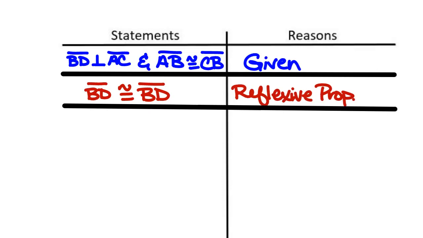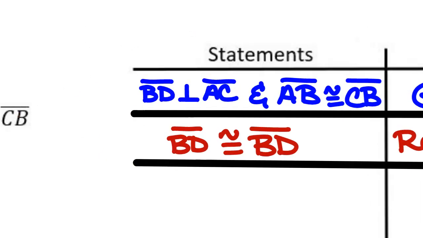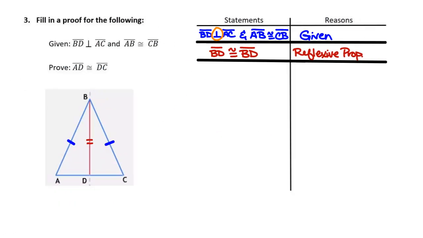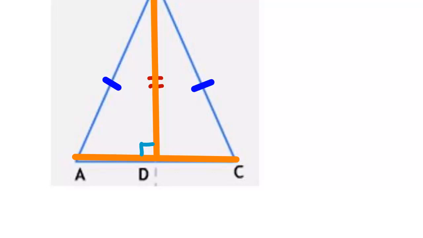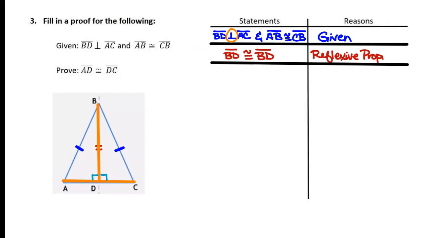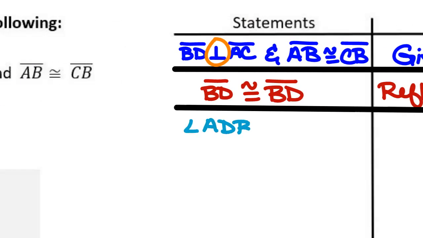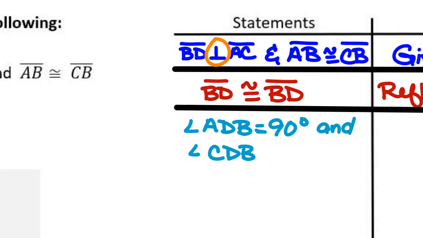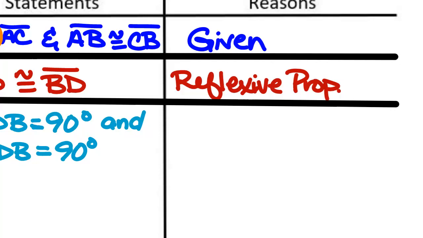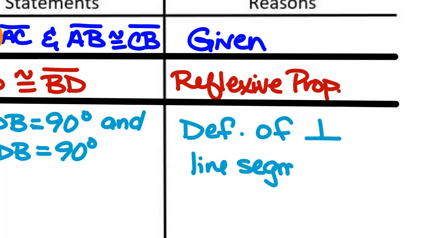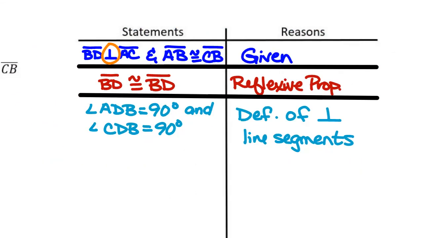What does it mean for 2 things to be perpendicular? They form right angles, and right angles are how big? 90 degrees. So BD, this shared side, is perpendicular to AC, the bottom. So we are making right angles here, and right angles are always 90 degrees. So angle ADB is 90 degrees. And angle CDB is also 90 degrees. And how did we know that? What was the word? Perpendicular. We are using the definition of perpendicular line segments, because they told me up here that these line segments were perpendicular.